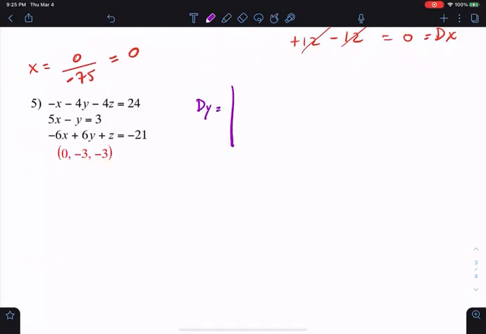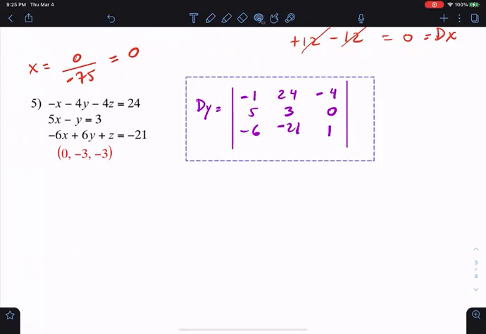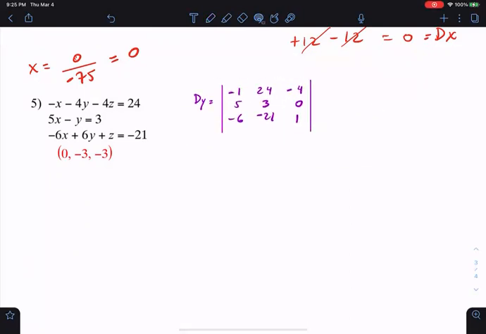So dy, the columns of x now stay fixed. So this is -1, 5, -6. And I need to replace the columns of y with the right side of the equation, which is 24, 3, and -21. And let's see, and c, it will be -4, 0, and 1. Okay, so we need to do the computation again. I see a 0 opportunity. I'm going to work with that row, with that column. So this is plus, minus, plus.